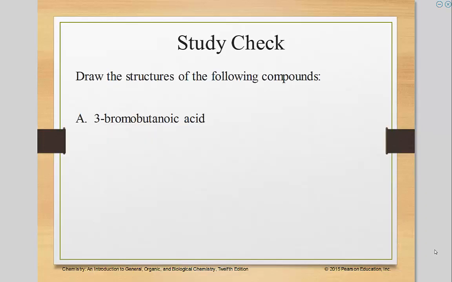So let's draw some of these structures. Let's start off with 3-bromobutanoic acid just as a review. 1, 2, 3, 4. There's oic, which means I need COOH. 1, 2, 3 for bromo. Remember, the first carbon is always the one on the double bonded oxygen.